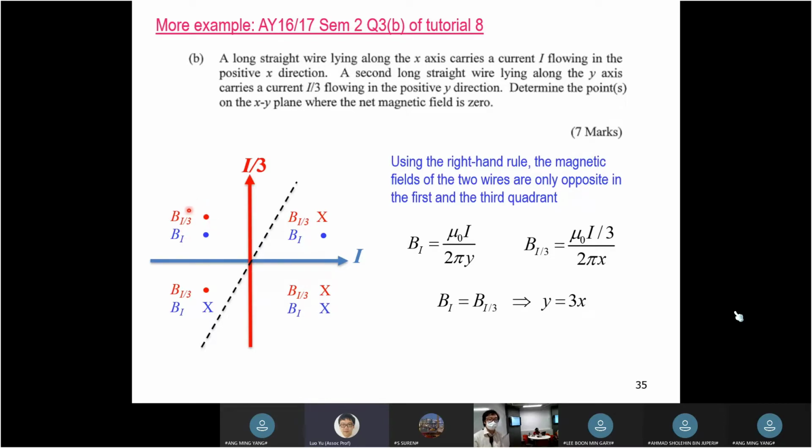Because its x coordinate is negative, you should have a minus x here. The y coordinate is positive. So it's still 2 pi y, but this should be minus mu naught I divided by 2 pi x, because now x is negative. The corresponding radius should be minus x. So in this case, you should get y equal to minus 3x, something like that. So that is a dashed line in the second and fourth quadrant. Okay, so this is the way to solve this question.